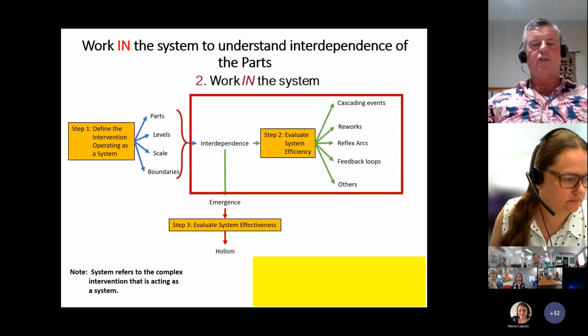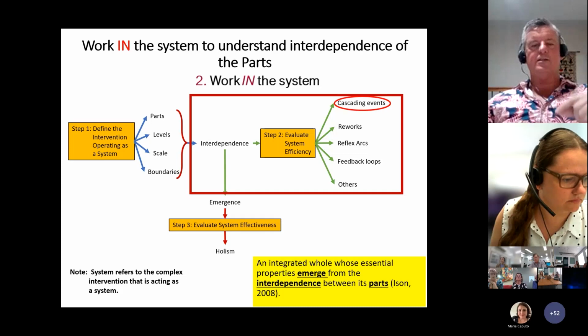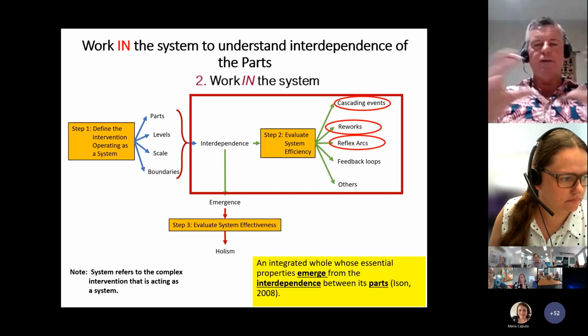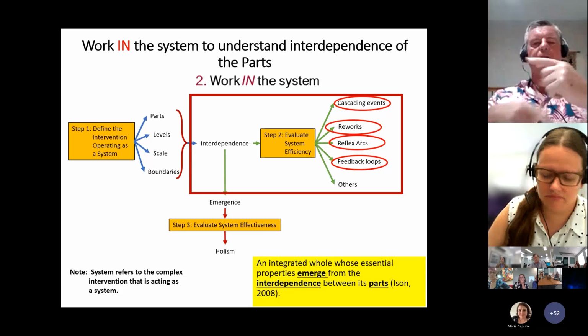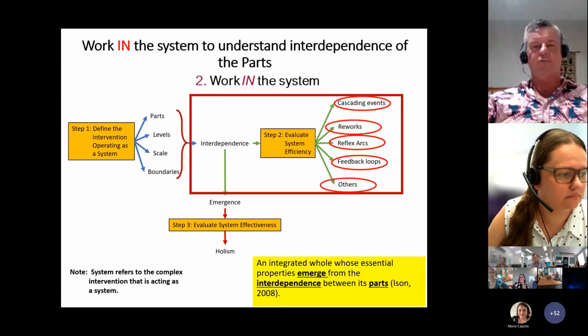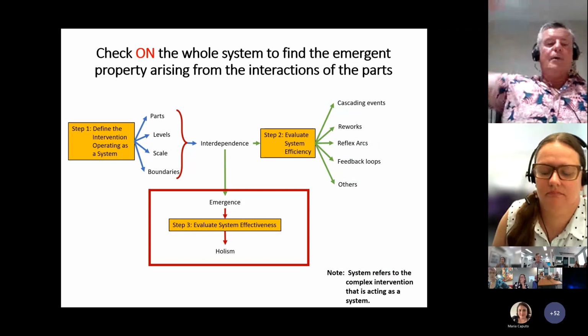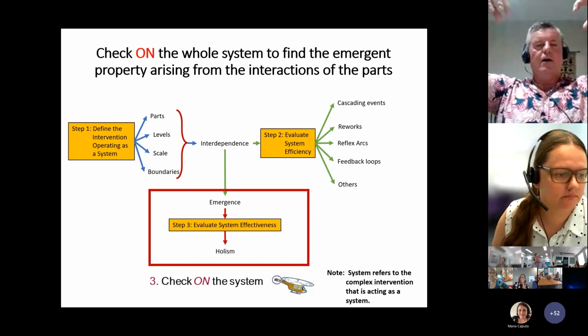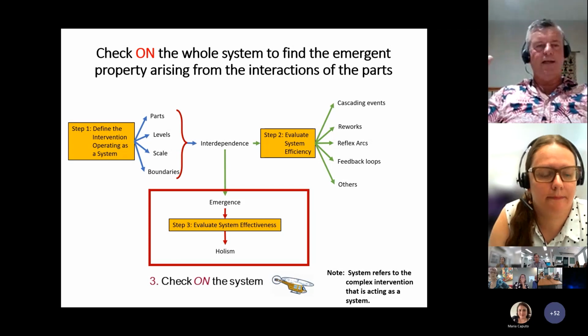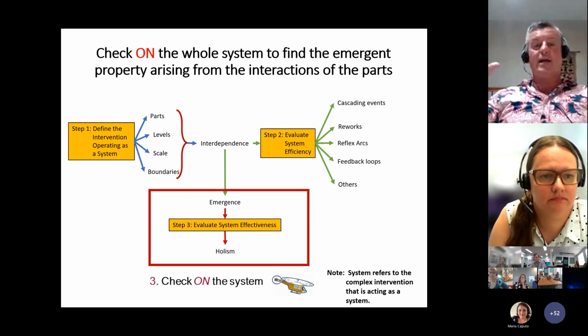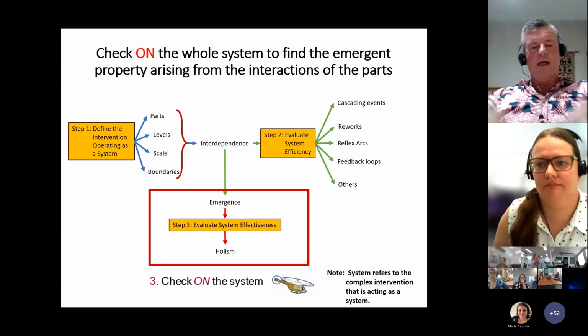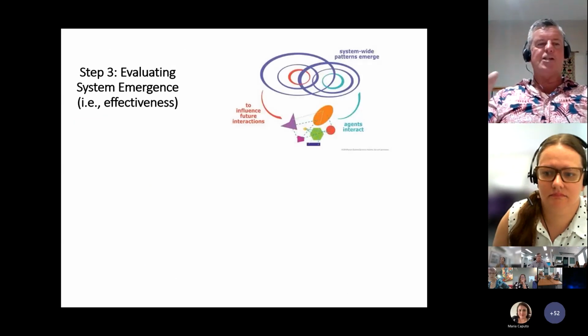And he identifies things that relate to this interdependence of parts, things called cascading events, reworks, reflex arcs, and these feedback loops, these non-linear feedback loops that often influence the effectiveness of the parts working together as well. And then finally, the third step is getting back up in that helicopter and checking on the system as a whole to try and understand this emergent property that these interacting parts of a system are trying to create that none of them on their own can actually achieve. It's only in the interaction between them. So we're back up looking for evidence of emergence and holistic integration. And this is where the magic happens.